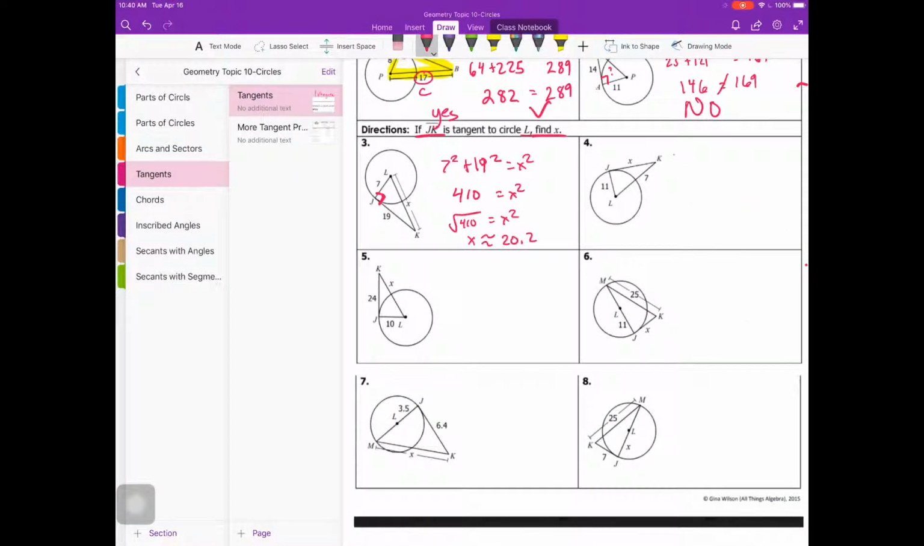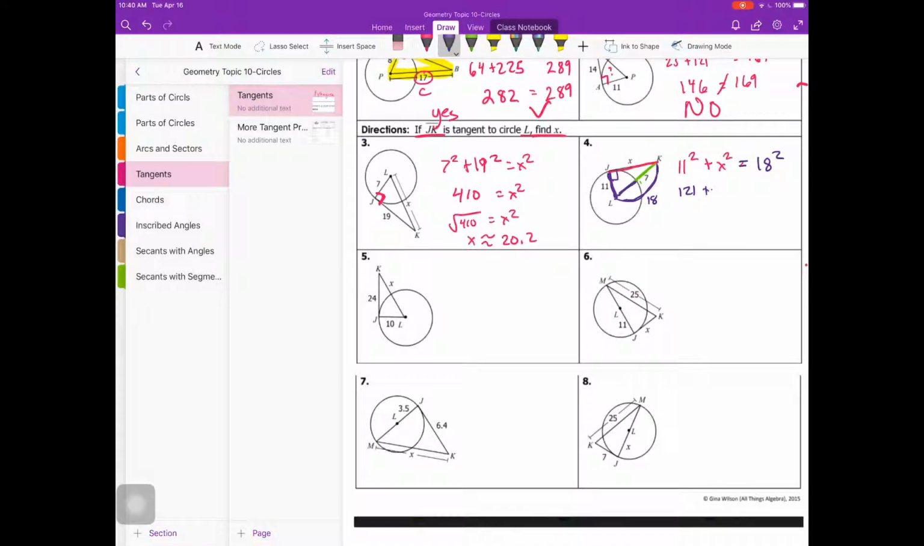Then we're going to have 11 squared plus, this is X, equals, now look at this. This is 7, but remember that 11 is our radius, and this is a radius. So our whole hypotenuse here is 18. So we've got to remember to do that in due course.